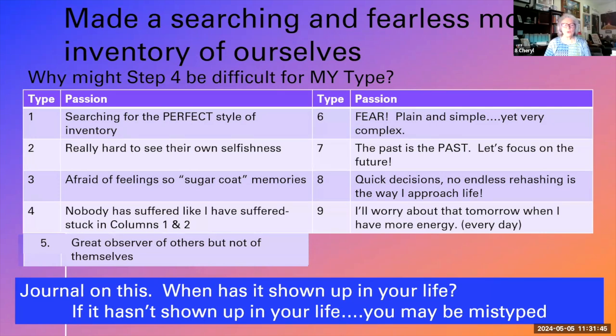The type 4, nobody has suffered like I have suffered, and they get stuck in columns 1 and 2. I think I've mentioned this before, either last week or at an office hours. There was a woman in one of my meetings, and she proudly announced that she had 75 pages of harms, from her resentments, 75 pages of resentments. And it took her something like 5 years to come up with it.